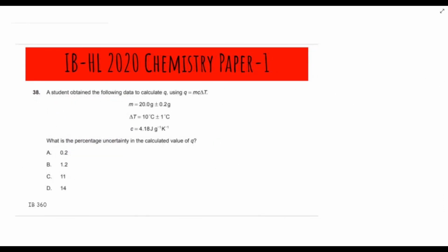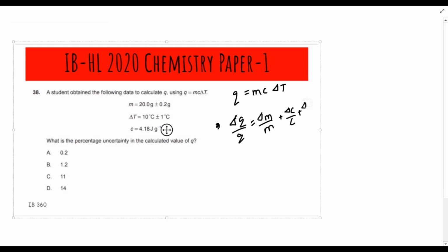Now for question 38, this is again a very simple question. To solve this, firstly write out this formula. Now as everything is multiplied to each other, we can just write it as delta Q by Q is equal to delta M by M plus delta C by C plus delta T by T. Okay. Now as this C, it is constant, it doesn't have any error or uncertainty, so delta C would be 0. So this is not exactly delta T, it is delta of delta T. Okay, uncertainty in measuring this delta T.